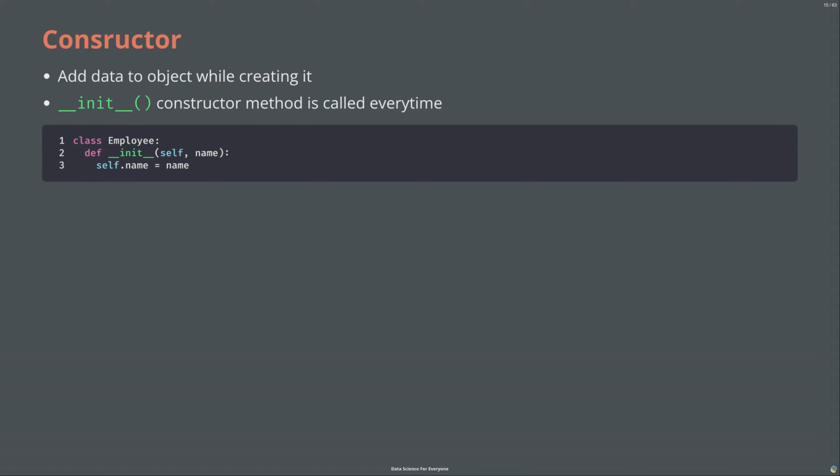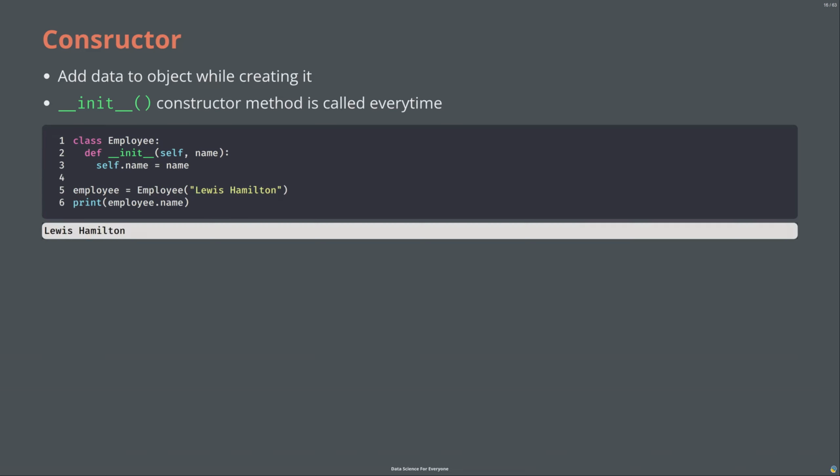It must be named __init__. The double underscores at both ends tell Python that it is a constructor. Here we define the __init__ method for the employee class. It takes a name argument in addition to the self argument. Inside this method, we create a name attribute using self.name equals name. Now we can pass the employee name in parentheses when creating an employee object, resulting in the init method being automatically called and the name attribute assigned.